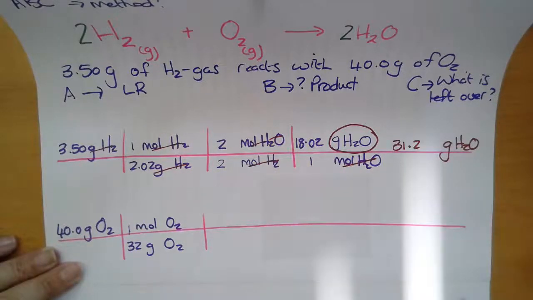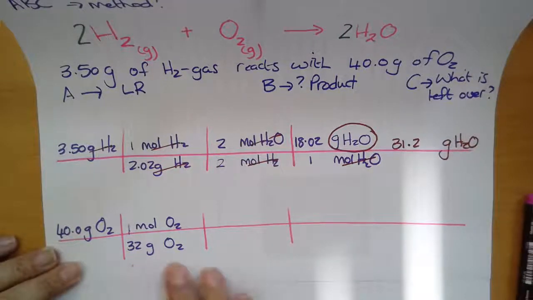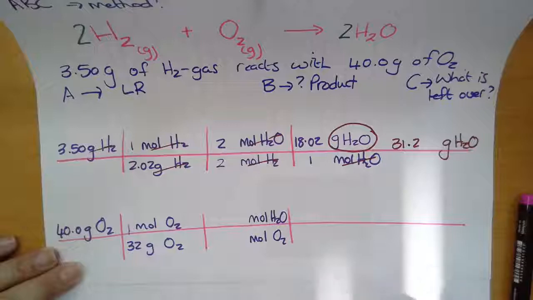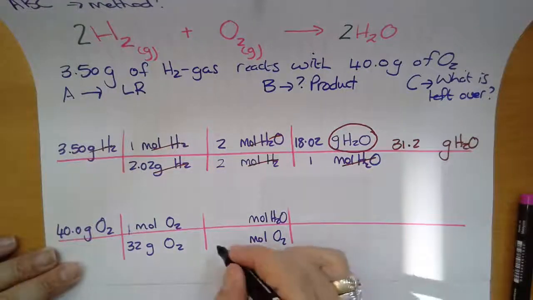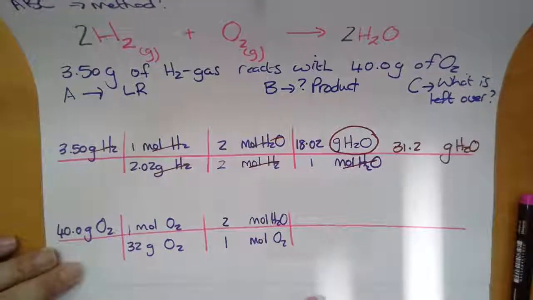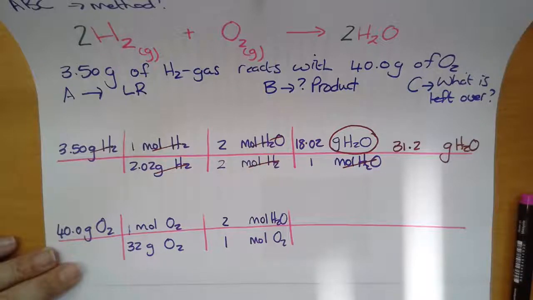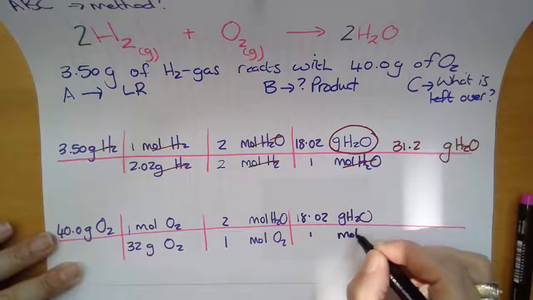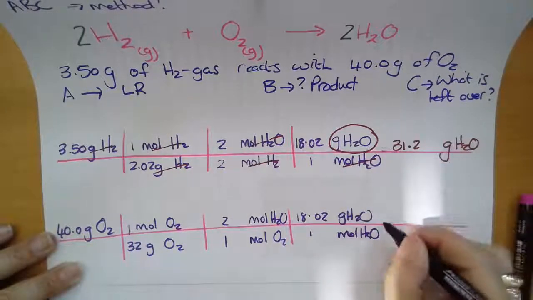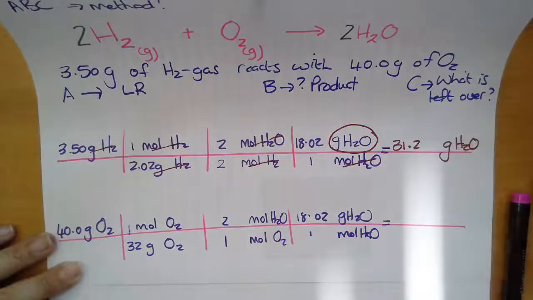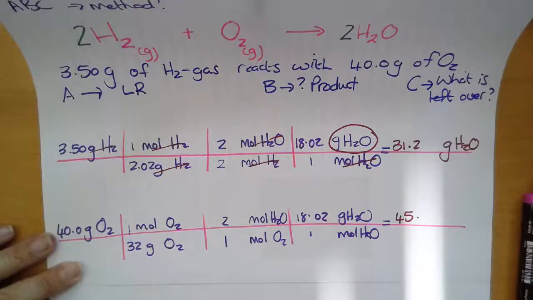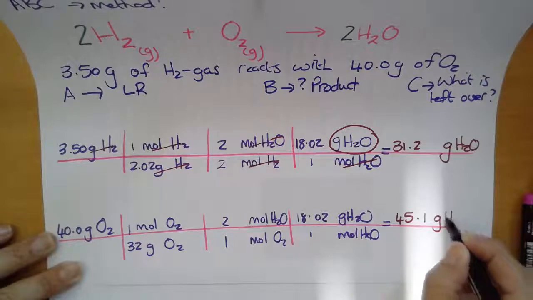Now I need to do my mole ratio. In other words, I want to know how many moles of water I will have if I know how many moles of oxygen I have. So my moles of oxygen is 1 and my moles of water is 2. Then I have to get my molar mass of water, which I know is 18.02 grams per 1 mole of water. So that's going to give me an answer. It's 45.05. I need 3 sig figs, so it's 45.1 grams of H2O.